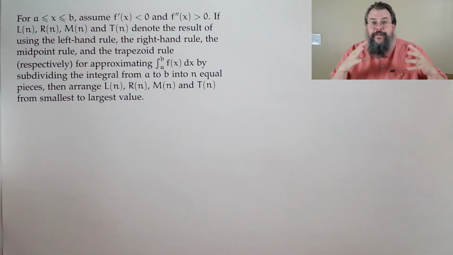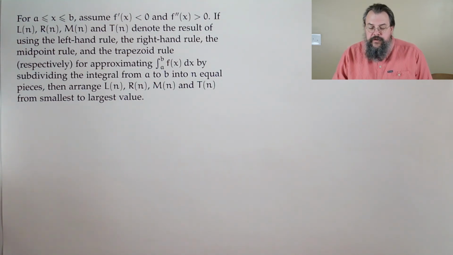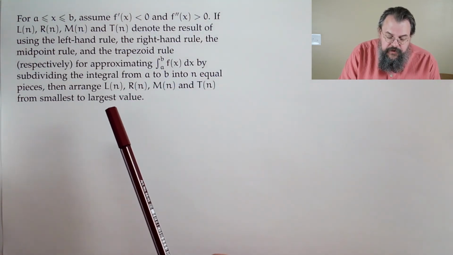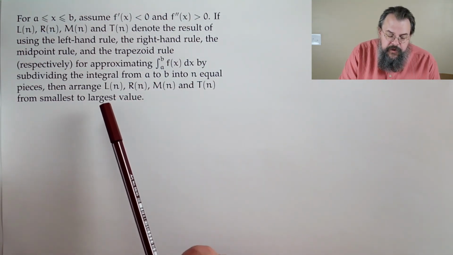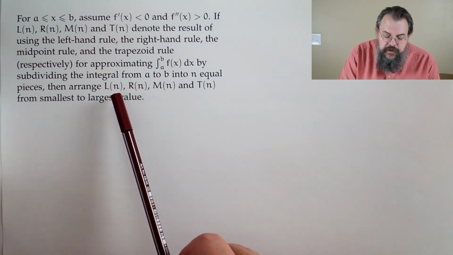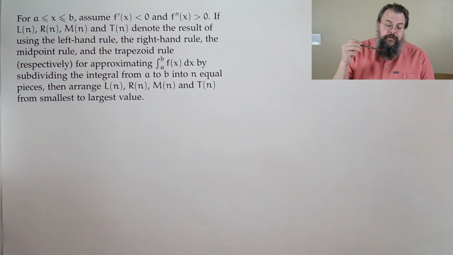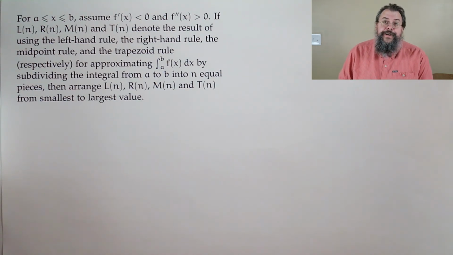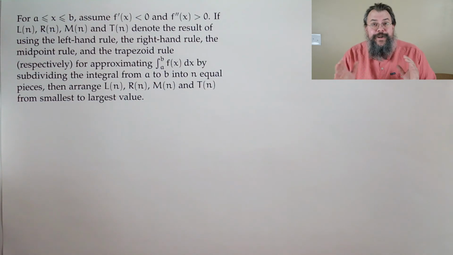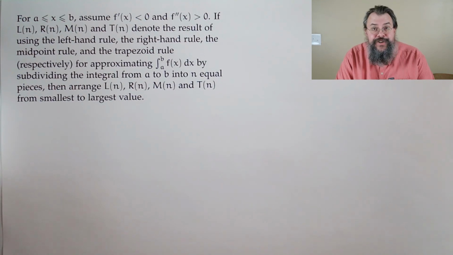In other words, all various ways we can do integration numerically, right? We have these different techniques. And so we're going to approximate this integral by these different rules by going from a to b, and splitting into n equal pieces. And the thing is, arrange these, L of n, R of n, M of n, and T of n, from smallest to largest. So our goal is, how do these things relate to one another? Okay, well, good questions here.